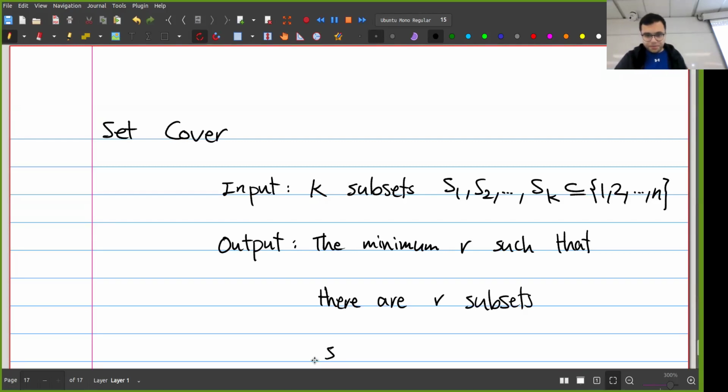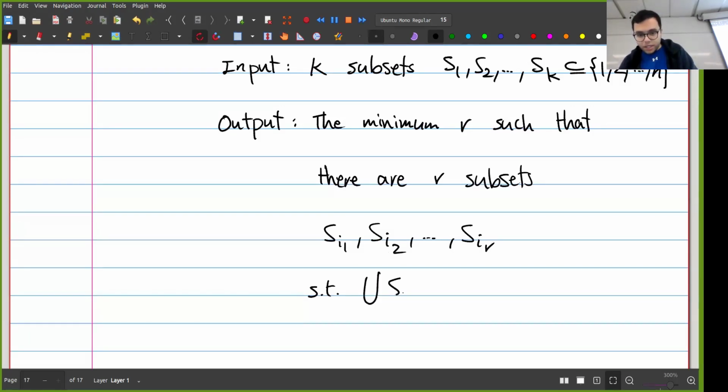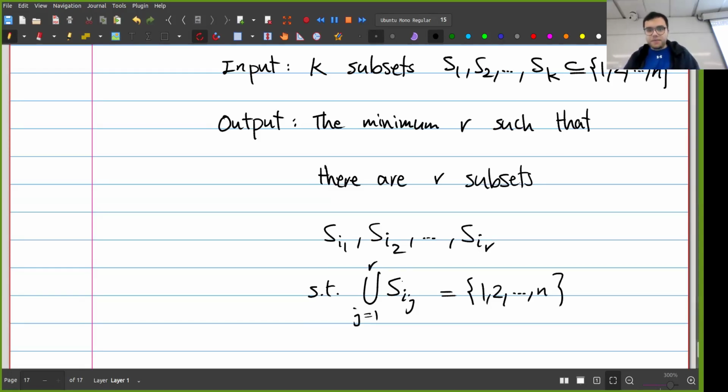Let's call them SI1, SI2, to SIR such that the union of these subsets is the whole set from 1 to n, such that the union of Sij, j from 1 to r, is basically all of my numbers. And of course, again, I want to minimize r. So I want to take as few subsets as possible so that they cover everything.